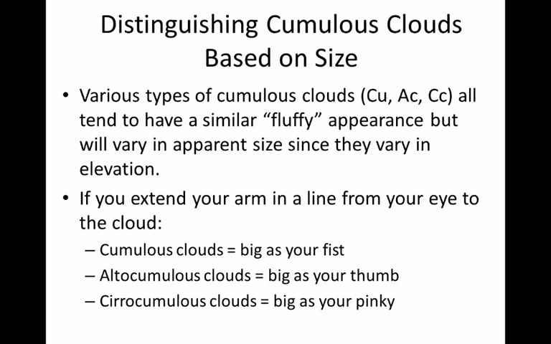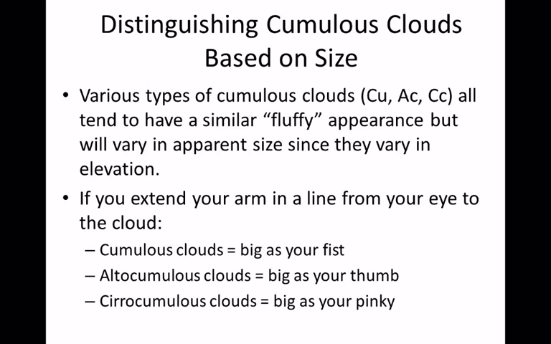If you extend your arm like this says, the size of the cloud will be about the size of your fist. That is a cloud that's at this level, and we call that simply cumulus. Not a cumulonimbus, but a cumulus. Now, if you extend your arm and your thumb covers it, that means it's up in the middle. So we're going to call that altocumulus. If you extend your arm and it takes just your pinky to cover it, then that's a very high cloud, and that would be cirrocumulus. So we have the fist, the thumb, and the pinky.